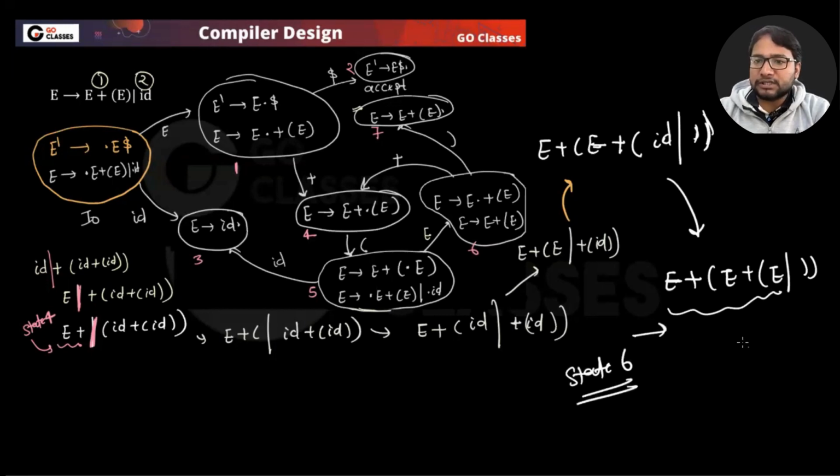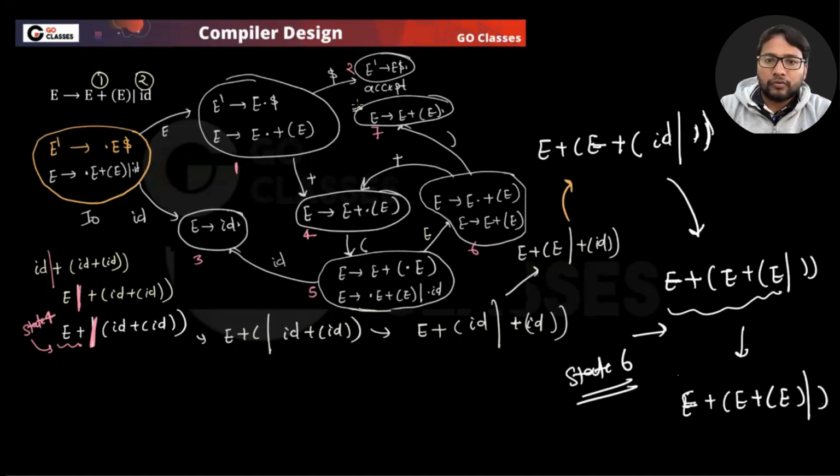Now if the closing parenthesis is coming at this state, can you tell me what state you are in currently? From this 6, if closing parenthesis is coming, you are going to the state 7. Now in state 7, can you tell me what is there? E plus this thing, right? So can you reduce this to capital E? Because you are in state 7, right? So you can reduce this to capital E.